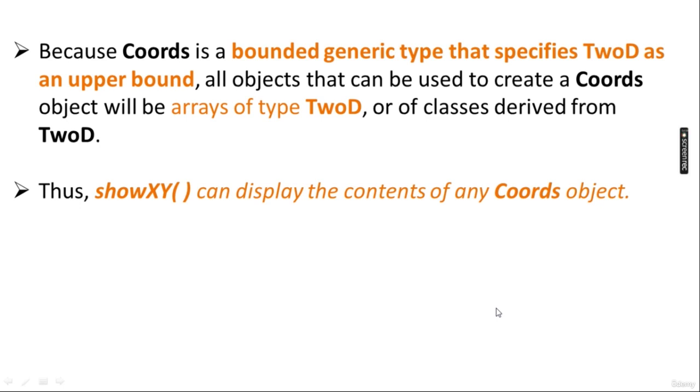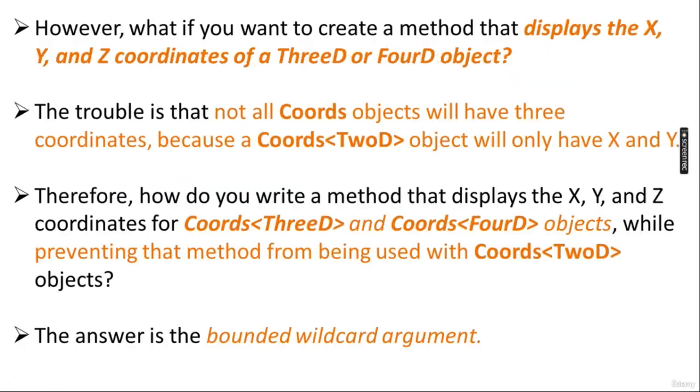Any object that you specify over there will be a wildcard, that is the first condition. And secondly, it is a bounded wildcard. So whatever data type will be there, that will be TwoD or any subclass of TwoD.